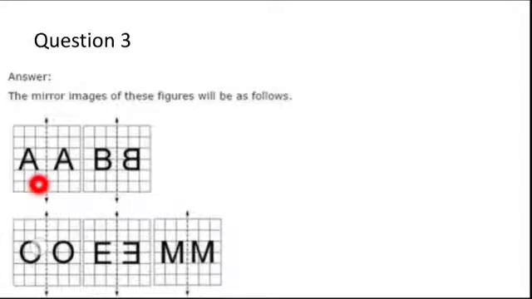Could you see this letter A. This is the vertical line of symmetry, and we also call it a mirror line. So students, when you are going to have the reflection of A, the mirror image of A is looking exactly like A.